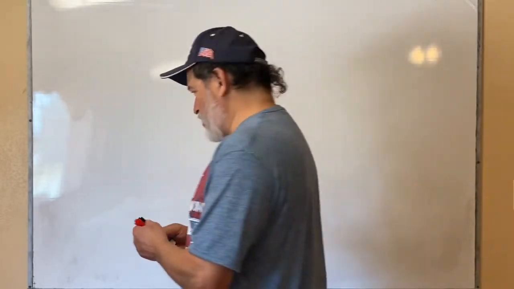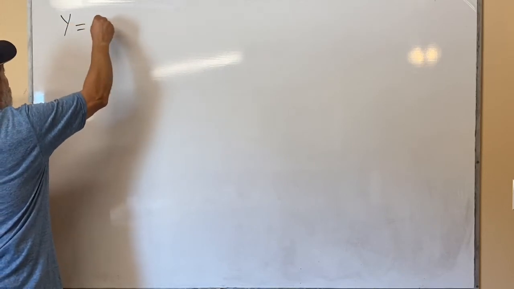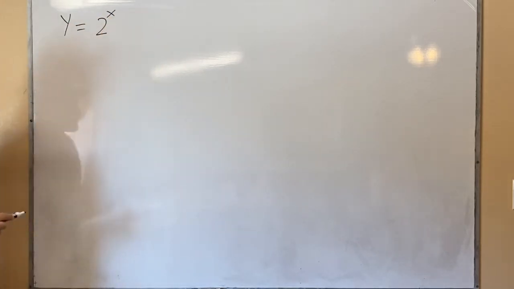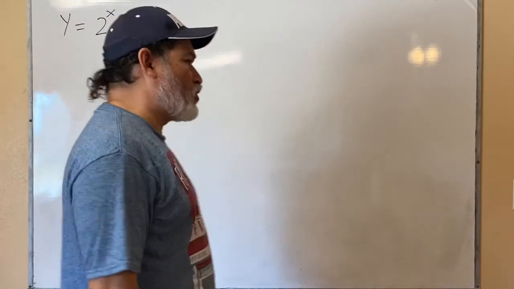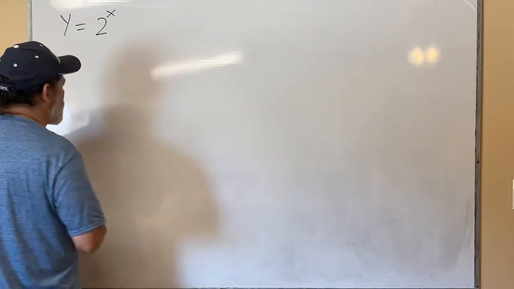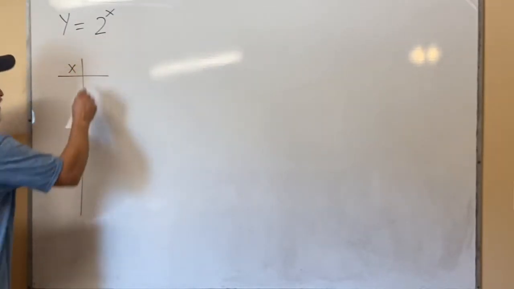All right. Here is an exponential function. You'll notice that it's going to be a function, exponential. Here it is: y equals 2 to the x. Let's graph y equals 2 to the x. So here's x and here's y.